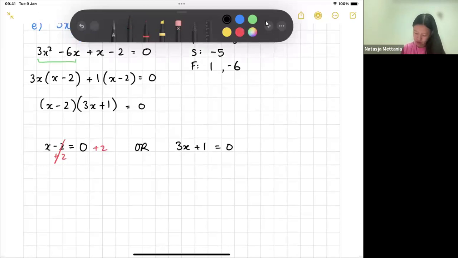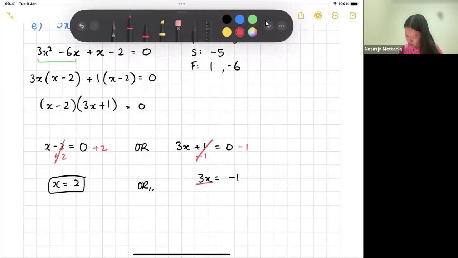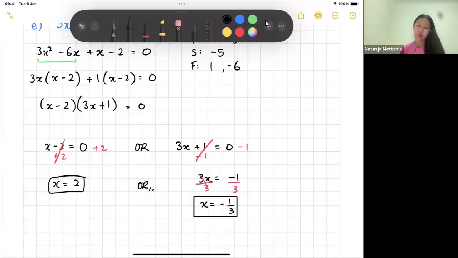This one I shouldn't really have to say too much. So x can equal 2, or x can equal, let's work it out. Should be, I think, 1/3. There you go. So x can either equal 2, or x equal negative 1/3.